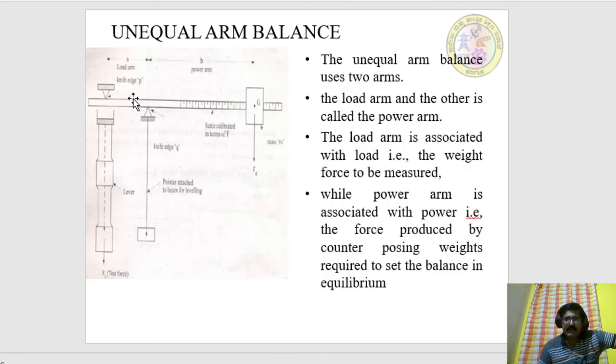See here, an unequal arm balance has two arms. First, one load arm on the left extreme end with respect to the pivot. On the right hand side with respect to the pivot there will be a power arm. The load arm is associated with the load, that is the weight force to be measured, while the power arm is associated with the power, that is the force produced by counterposing weights, required to set the balance under equilibrium condition.